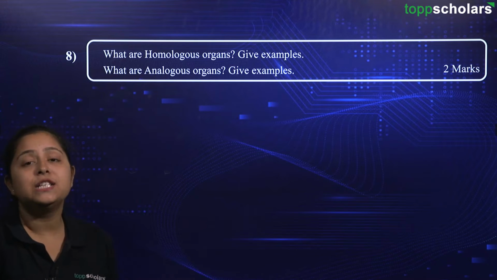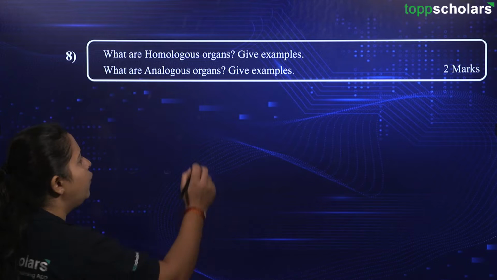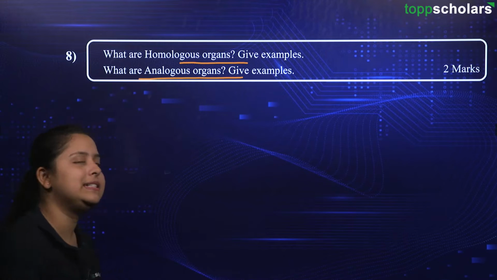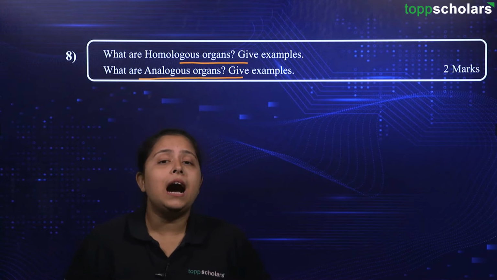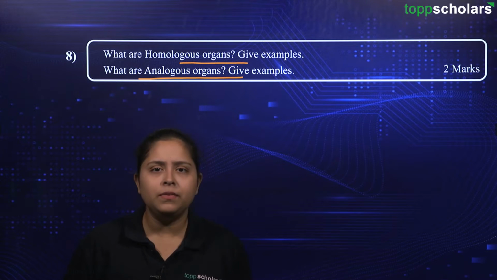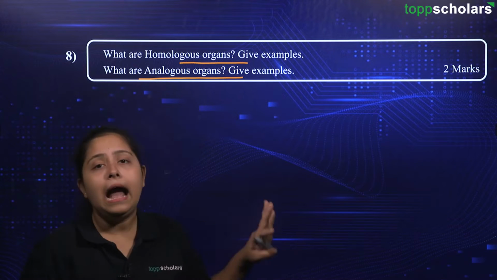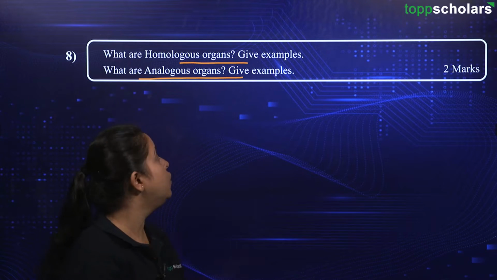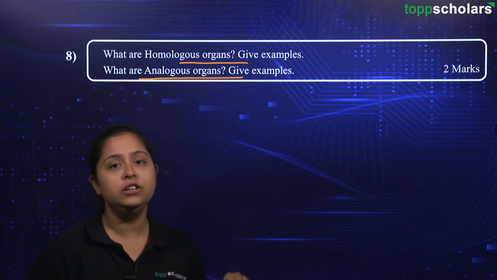Here is the question asked for 2 marks. The question says, what are homologous organs? Give examples. What are analogous organs? Give examples. This question is being asked in your previous papers already. They will change some kind of form and you might get such kind of question in your paper. Hence, it is good to know what is homologous and what is analogous organs.